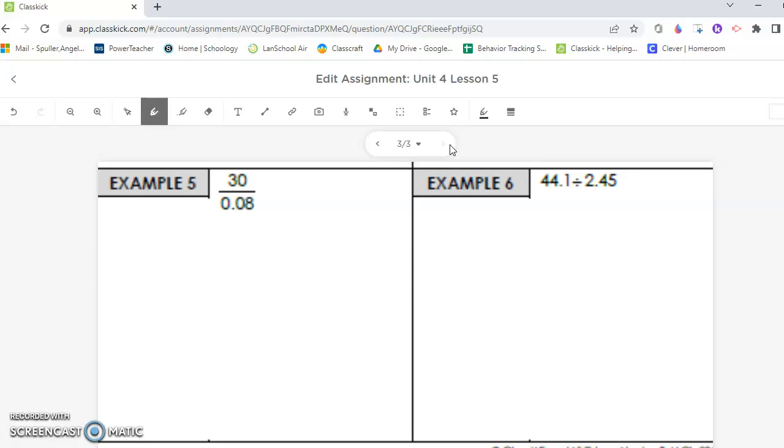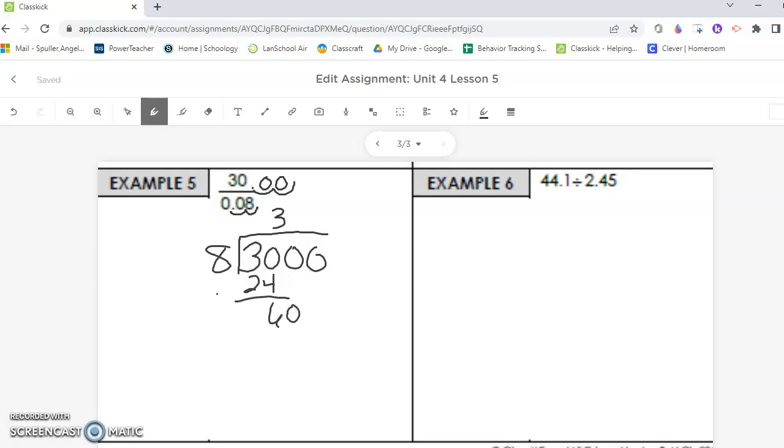All right, go ahead and try this one. We're moving it over. 1, 2. 1, 2. So now we've got 3,000 divided by 8. 8 goes into 30 3 times. 3 times 8 is 24. Gives me 6. Down to 0. 8 times 7 is 56. Subtract that, get 4. Bring down the 0. 8 goes into 40 5 times. So that is equal to 375.